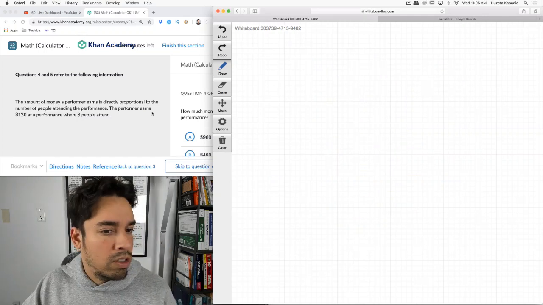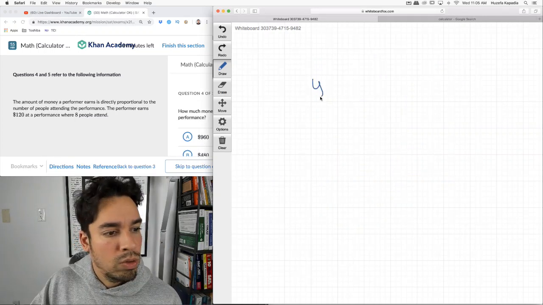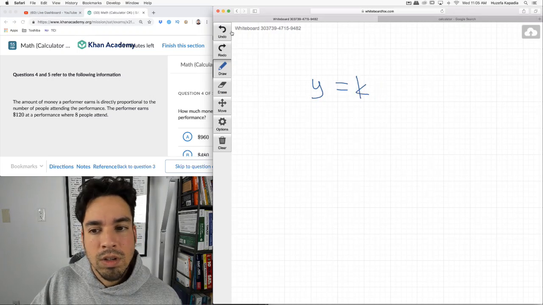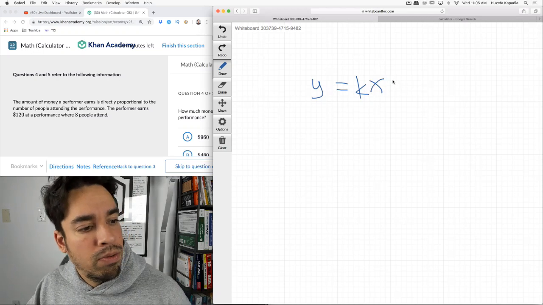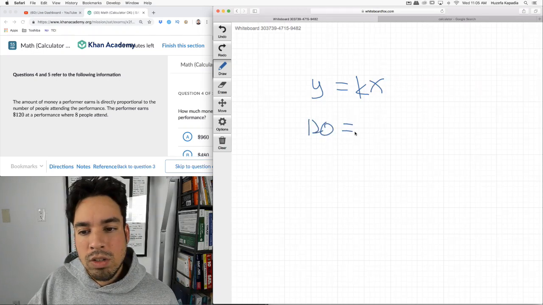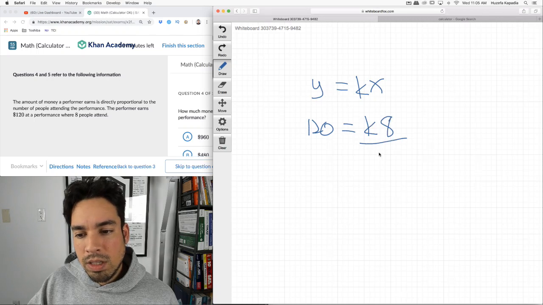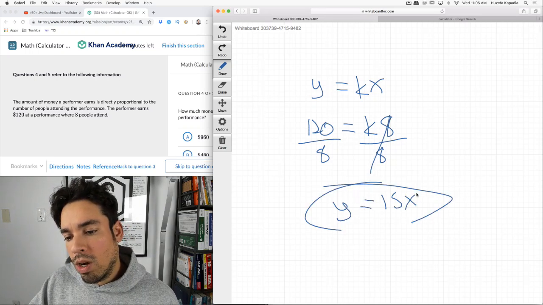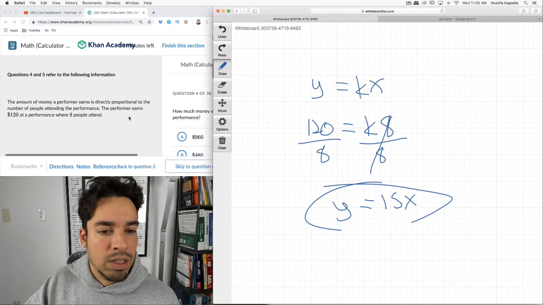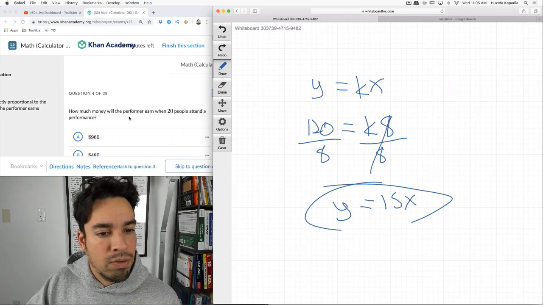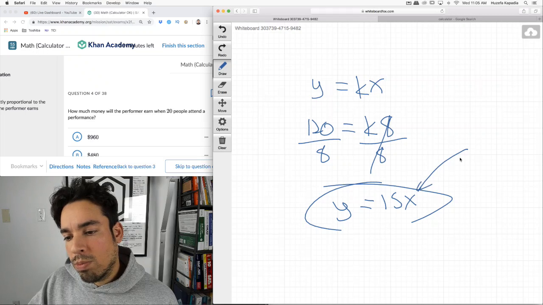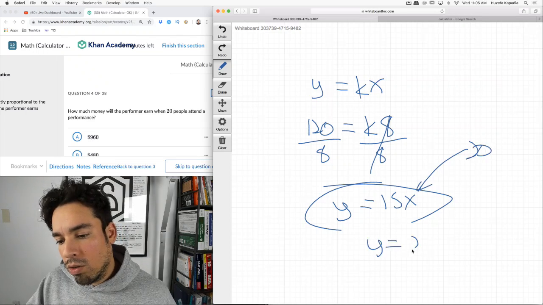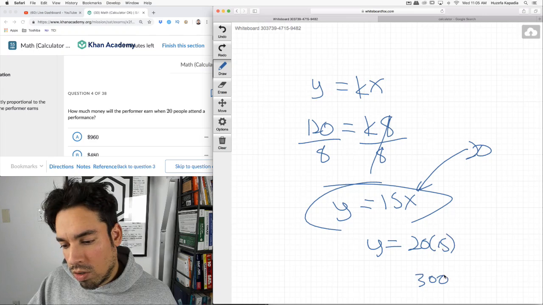The amount of money a performer earns is directly proportional to the number of people attending a performance. So I already know it's a proportional relationship. The performer earns $120 when 8 people attend, which means that my k value is 15. So there's my equation. y equals 15x, and x is the number of people that are attending. How much money will the performer earn when 20 people attend the performance? Plug 20 in for x. y equals 20 times 15, which is 300.